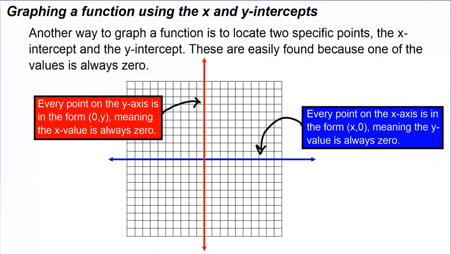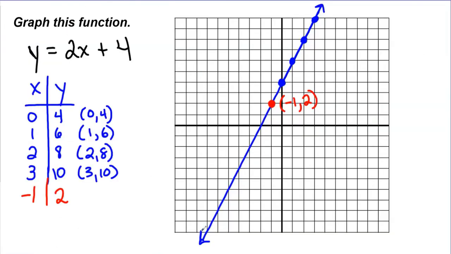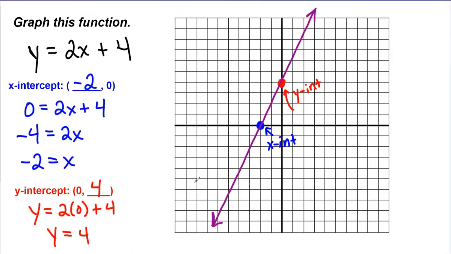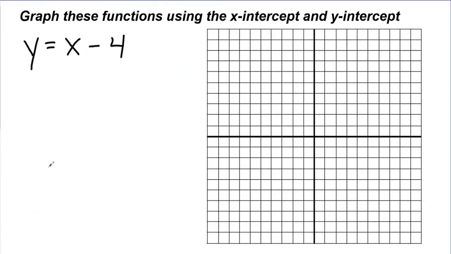If I jump back a couple slides, the exact same line we had here. So you'll notice, here is that x-intercept, 0, 4, and here is that y-intercept, -2, 0. It's just two different solutions that we found that were maybe a little easier to find with the computation. So we get the same line. So sometimes using the x and the y-intercepts are a quick and easy way to graph a function. So let's try to graph these functions using the x and the y-intercept.